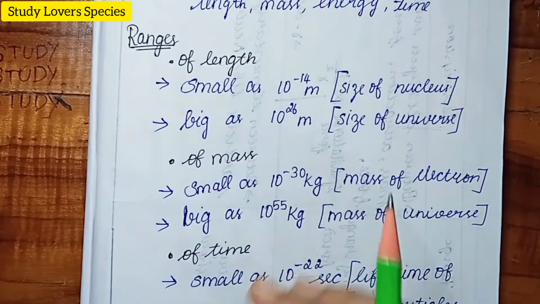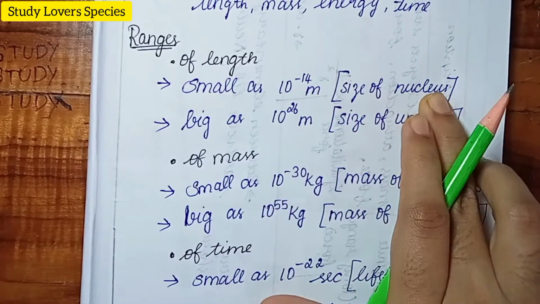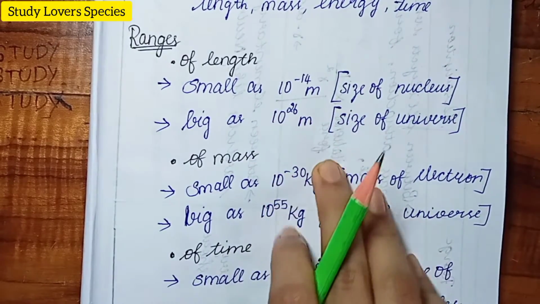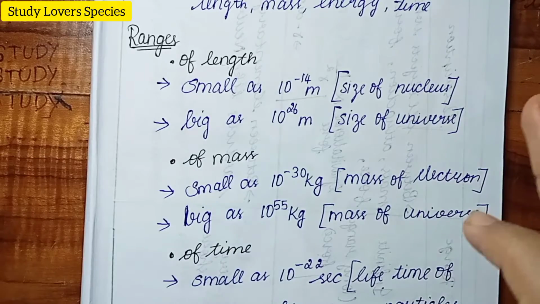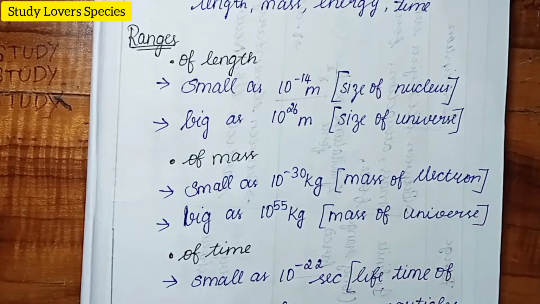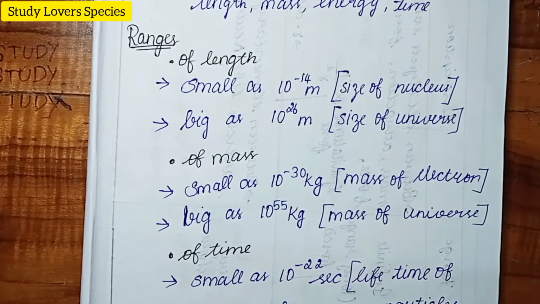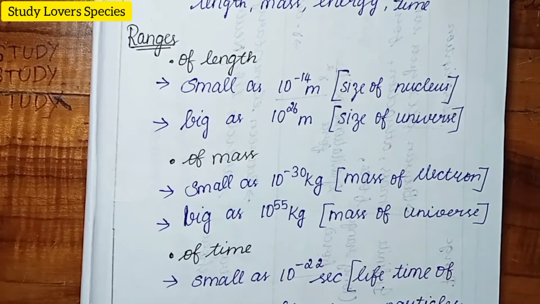We have learned the ranges of length, mass, and time. Small as 10 power minus 14 meter, this is the size of the nucleus. 10 power 26 meter, this is the size of the universe. 10 power minus 30 kilogram, this is the mass of an electron. 10 power 55 kilogram, this is the mass of the universe.